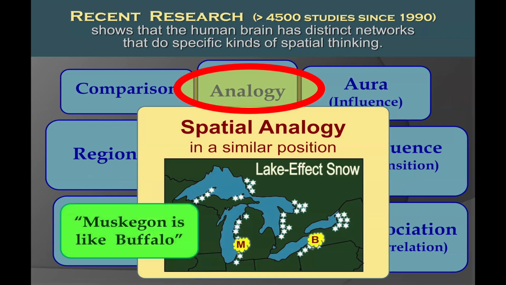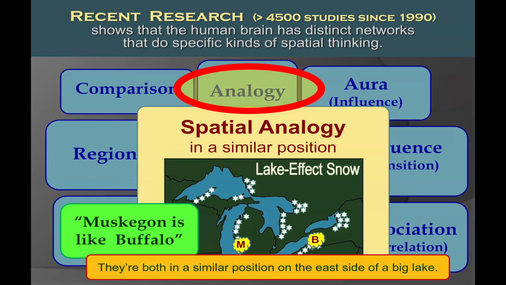Muskegon is like Buffalo. Both of these are in a similar position on the east side of a big lake, and therefore both of them get a lot more snow than other parts of their state do, but they're pretty far apart. And there's a lot of these. Miami is like the Philippines. They both get hurricanes.